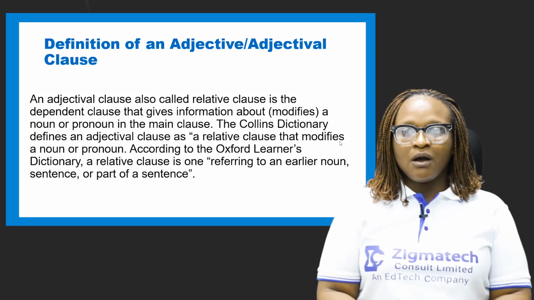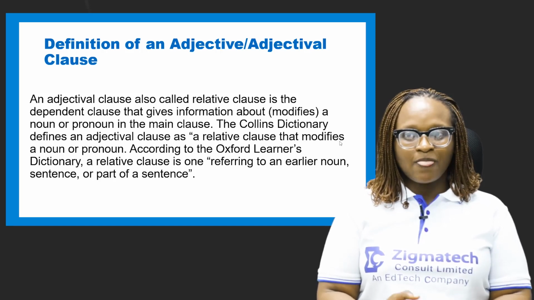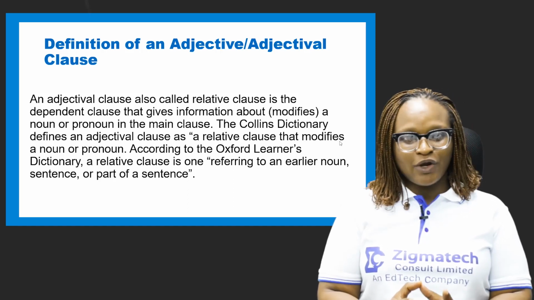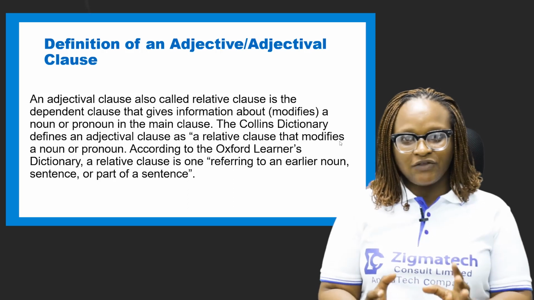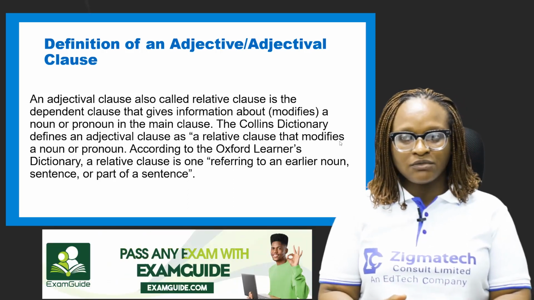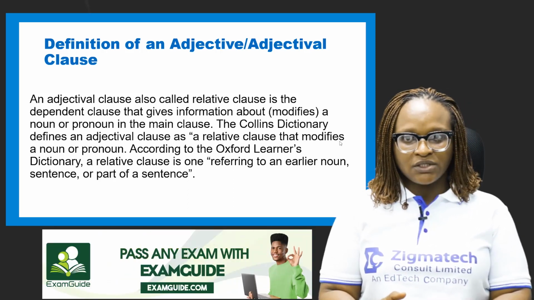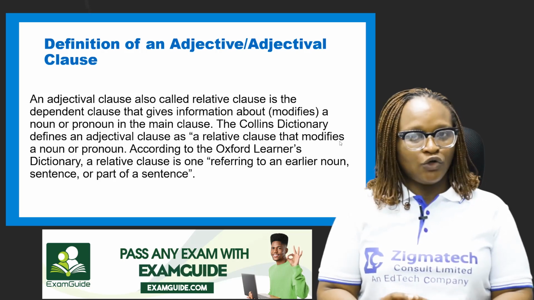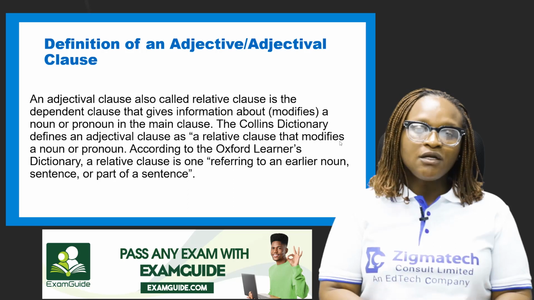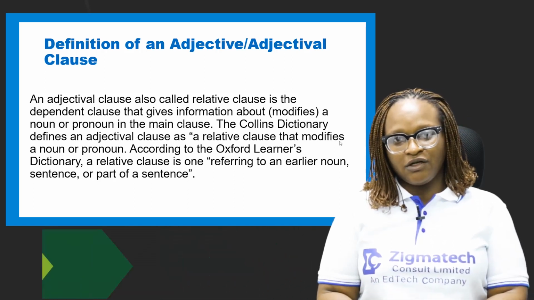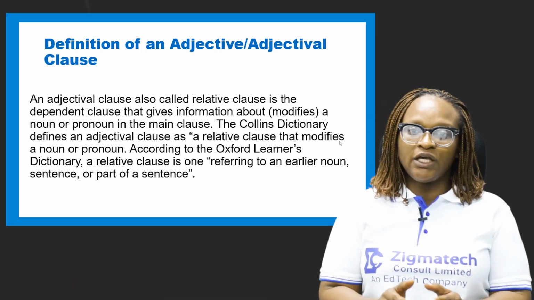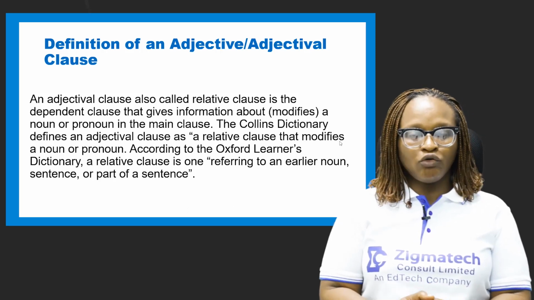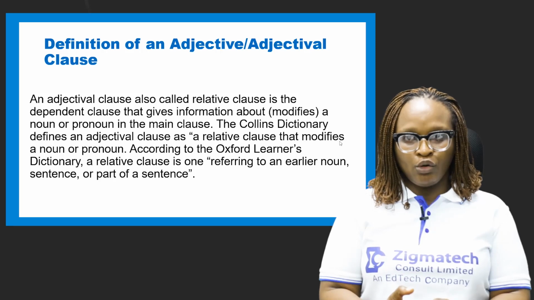Now, we'll look at adjectives. Adjectives are words used to describe nouns or pronouns. Now, under clauses, we have two types of clauses. You have the main clause and the subordinate clause. The main clause is also called the independent clause, while the subordinate clause is called the dependent clause.